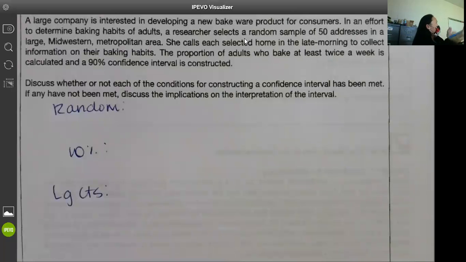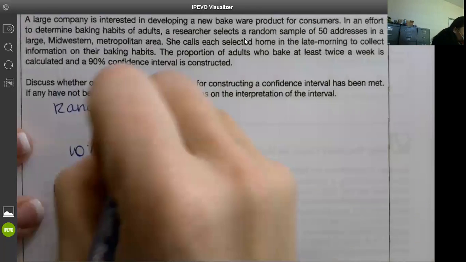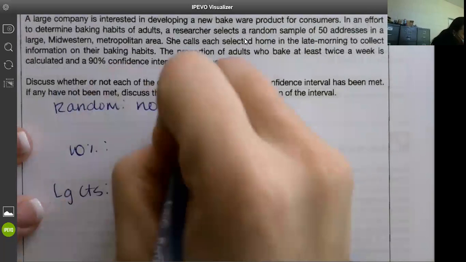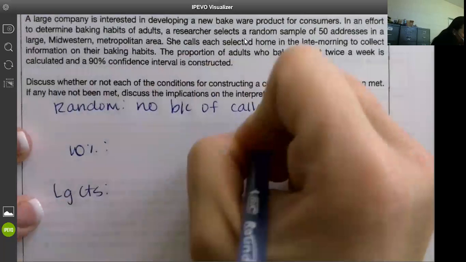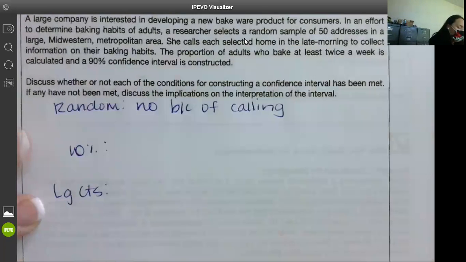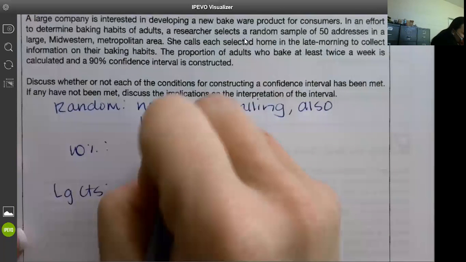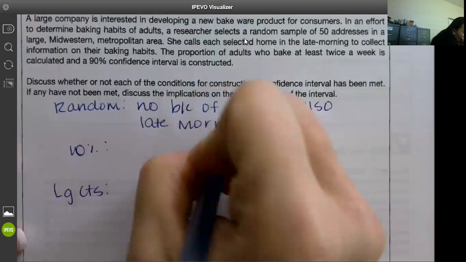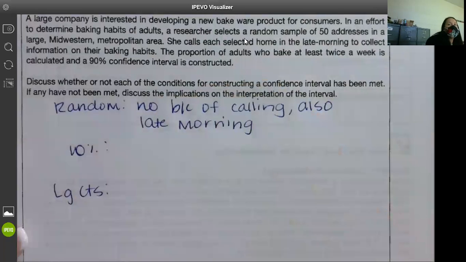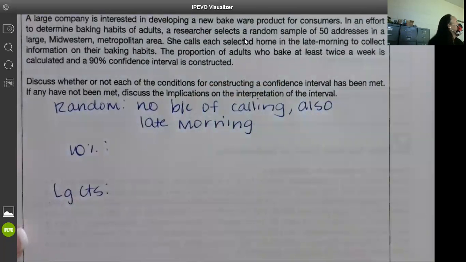People that maybe like stay-at-home moms, stuff like that. So what are the chances that they bake? Probably higher because they have time to do it, right? So you got to encompass everything that's in the problem. So this is no. Because of calling, and just like you said, we could have some non-response there. And it's also because it's in the late morning. Okay. So late morning would be under coverage.